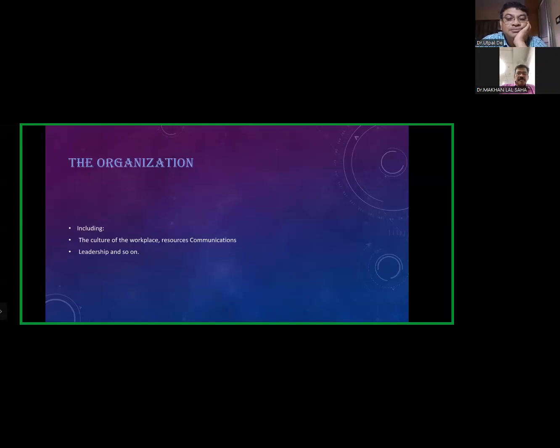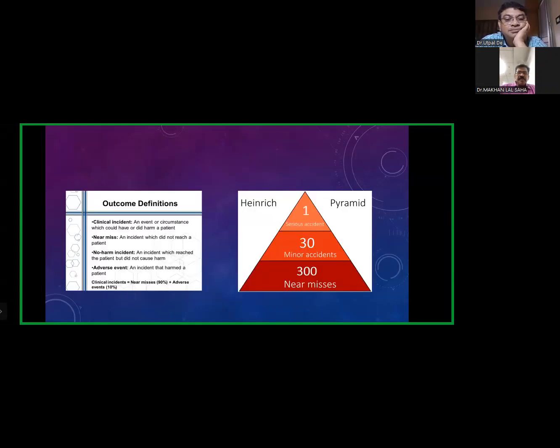Now, types of incidents. An incident is an event or circumstance which could have harmed or did harm a patient. There are three types of events: near-miss events, an incident which did not reach the patient; no harm incident, an incident which reaches the patient but did not cause harm; and an adverse event, an incident that has harmed the patient. The Heinrich safety pyramid says that for every 300 near misses, there are 30 minor accidents, and for every 30 minor accidents, there is 1 serious accident.